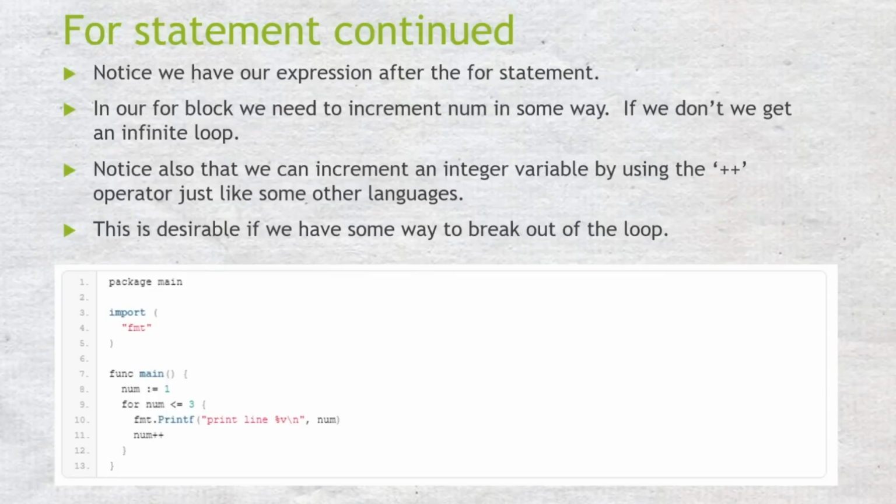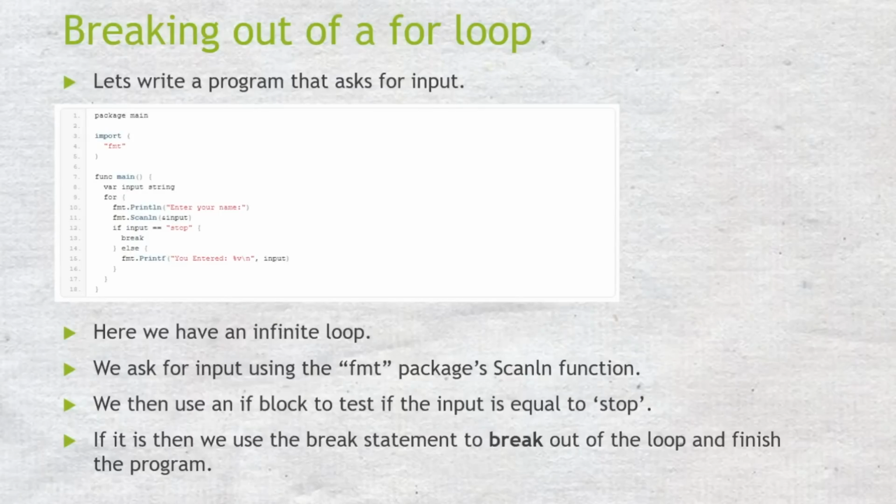Notice we have our expression after the for statement. In our for block, we need to increment the num value in some way. If we don't, we get an infinite loop. Notice also that we can increment an integer variable by using the ++ operator, just like some other languages like C++. This is desirable if we have some way to break out of the loop. Let's look at that in the next slide.